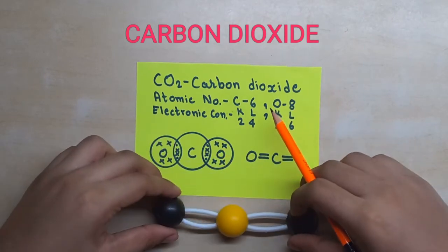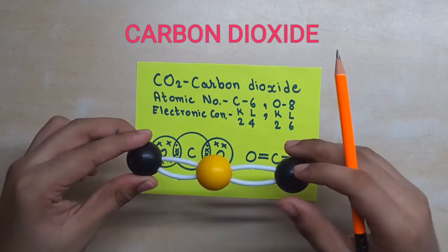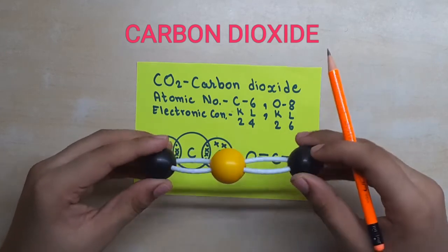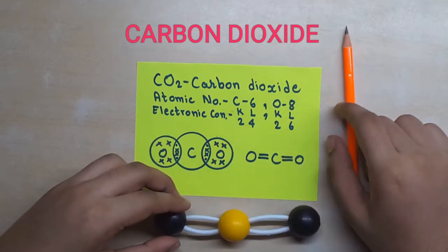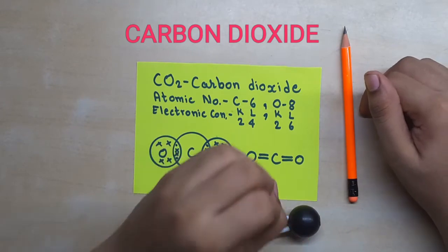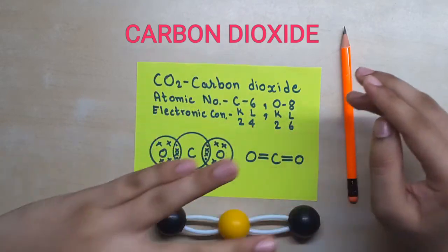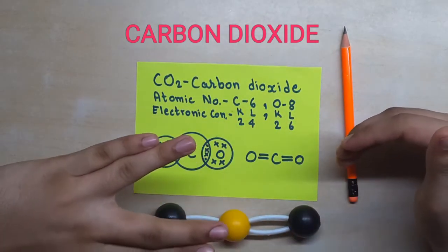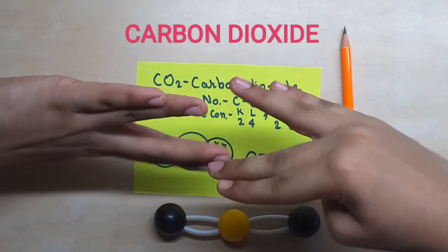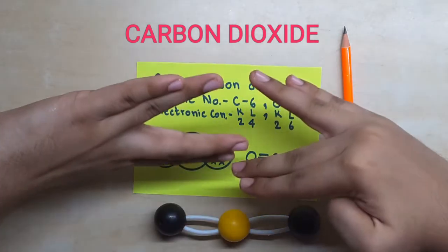Now in reality, the orientation of these 2 double bonds is not like this. I could not show it here because the holes present in these beads were not permitting it. But let me make you understand in this way. For example, there is a carbon atom here and my fingers represent the bonding. So one double bond is horizontal in this way and another double bond is vertical in this way. So this is the real orientation of double bond in carbon dioxide.